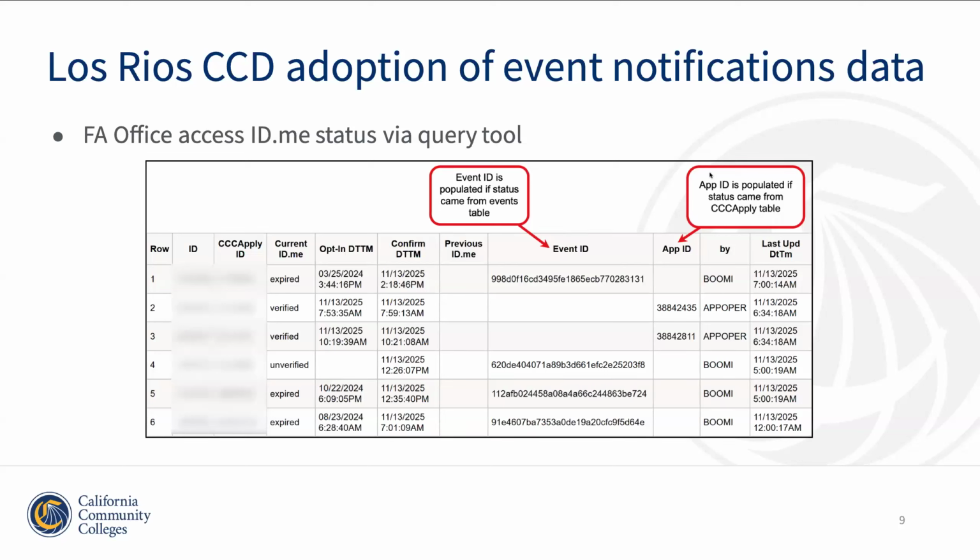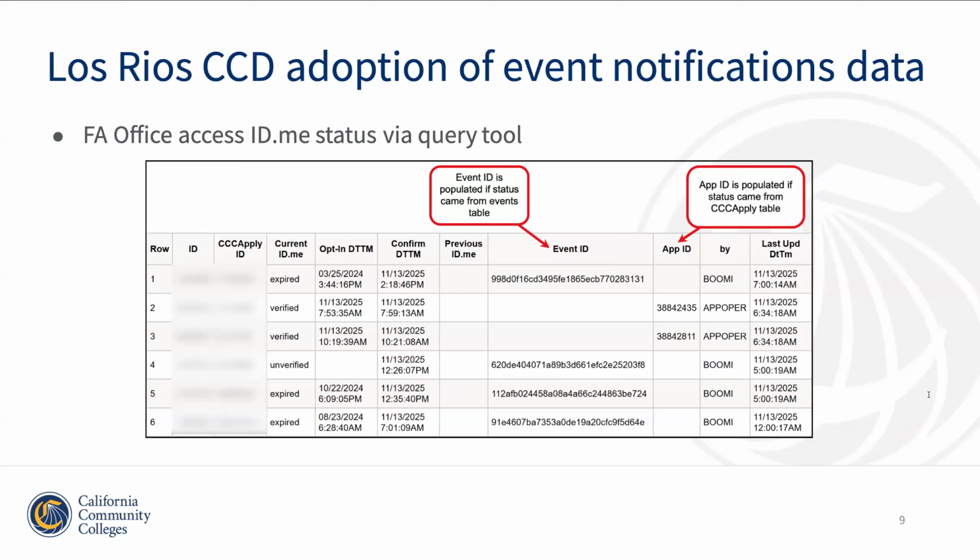So now, what I was talking about is just a visual of the custom record we created to capture the latest ID.me status. You can see we capture their CCCIDs and potentially their previous ID.me status, but more importantly, we listed the source of the ID.me data. If you see the event ID there, that means the latest status for this person's ID.me status came from the event table. And if you don't see the event ID, then you will see the app ID.